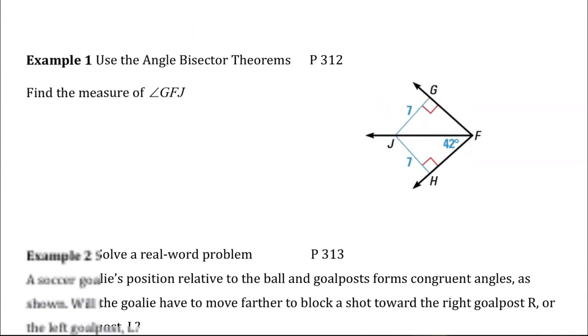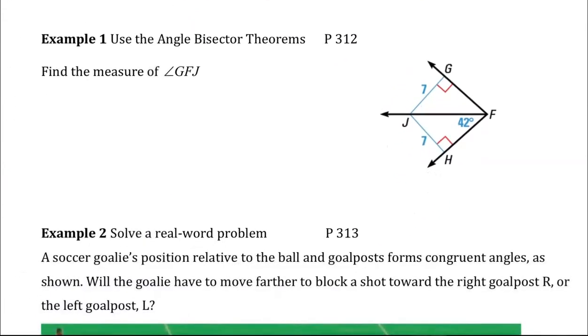Okay, let's keep going. Now here are some examples. Use the angle bisector theorem, find the measure of angle GFJ.